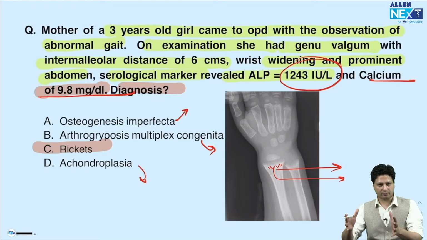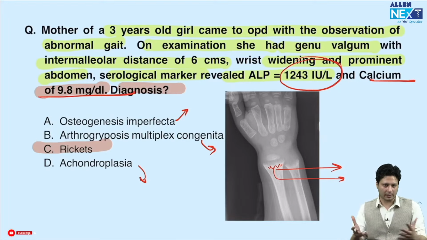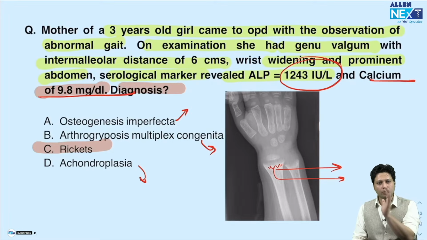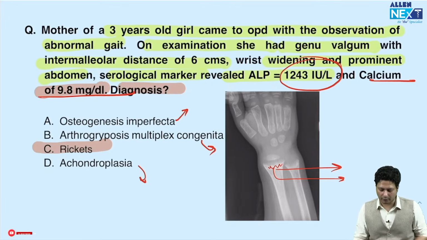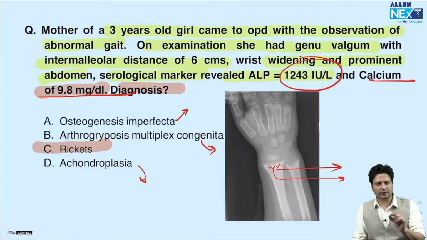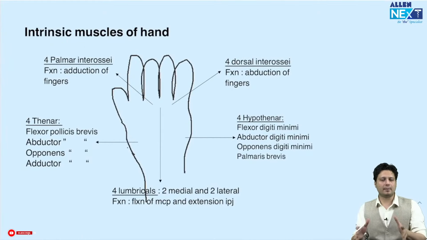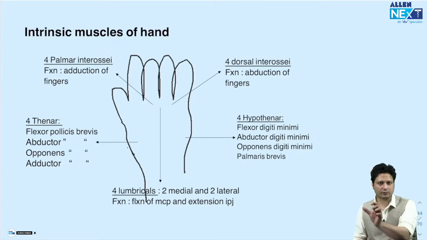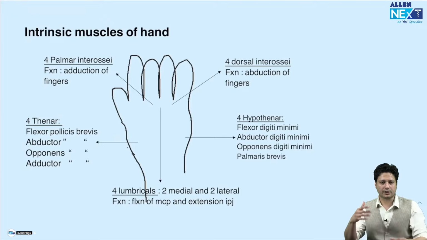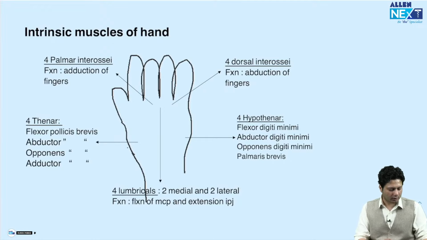Achondroplasia is a dwarfism with disproportionate limb length. So all these things are not what this kind of question is presented with. The answer for this question is straightforward, that is rickets. Remember, if the examiner gives you a raised alkaline phosphatase and normal calcium ionic concentration, the answer is rickets always. All right, hope everything is clear related to that particular question or topic.